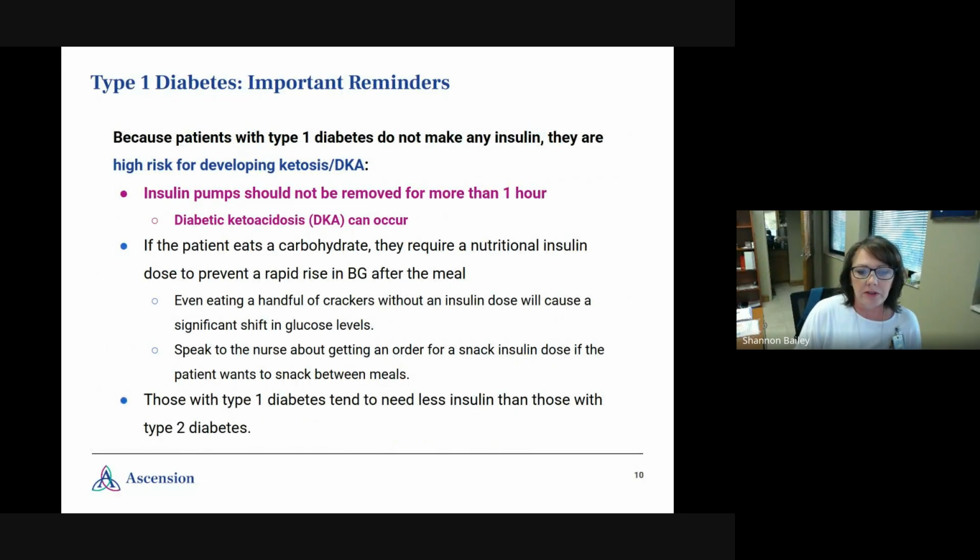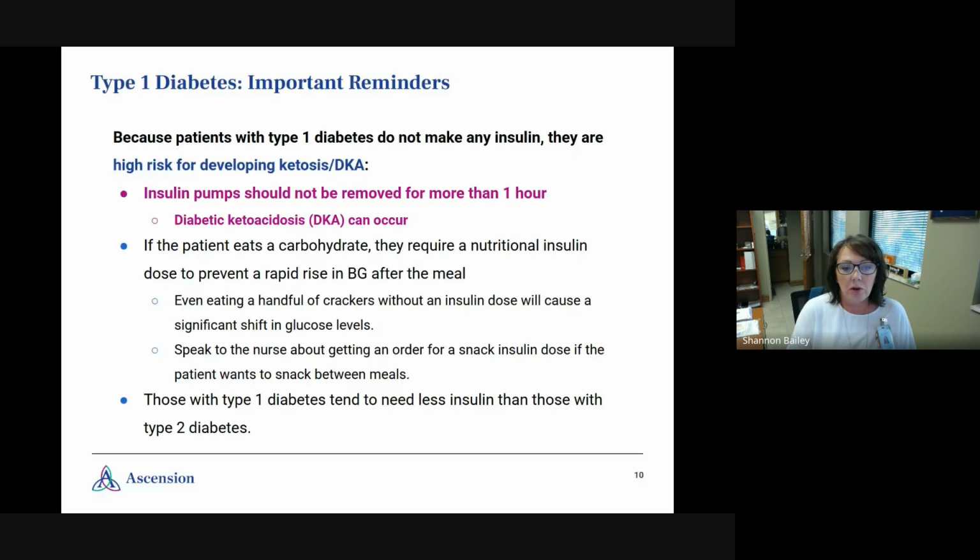So just some reminders about type 1 diabetes. Because they don't make any insulin, they are at high risk for developing what's called diabetic ketoacidosis, or DKA. I'm sure you have all heard of that before. Patients who have type 1 who are wearing insulin pumps are at extremely high risk for developing DKA if the pump is removed or disconnected, or they lose their site, maybe it got sweaty and came off of their body. If they go without insulin for an hour or more, they increase the risk of developing DKA because you've cut off the source of insulin, and they need insulin to metabolize carbohydrates.